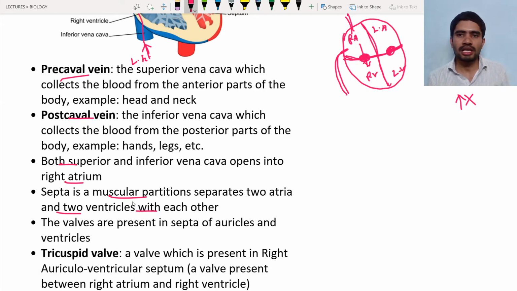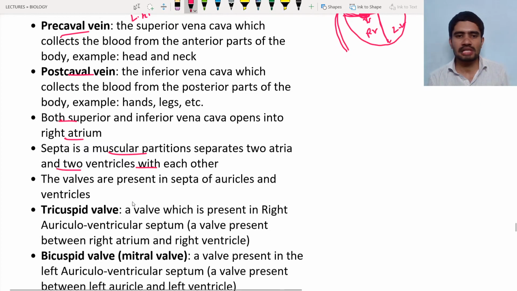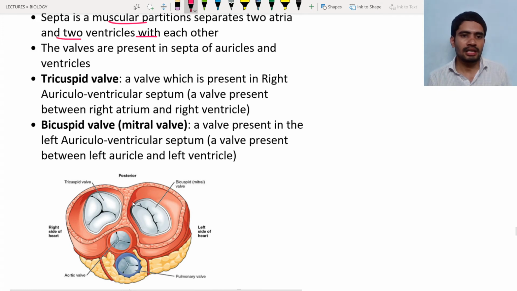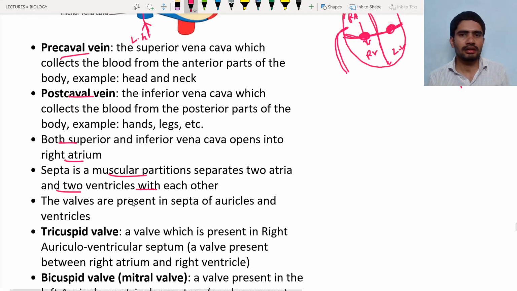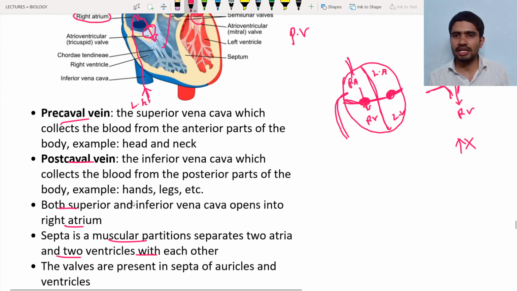So how do the tricuspid valve and bicuspid valve look? Here you can see this is the tricuspid valve: 1, 2, and 3. They look like three flaps. Hence we call it a tricuspid valve, which is present between the right atrium and right ventricle. Okay, fine. It receives the deoxygenated blood from the right atrium to the right ventricle through the tricuspid valve.